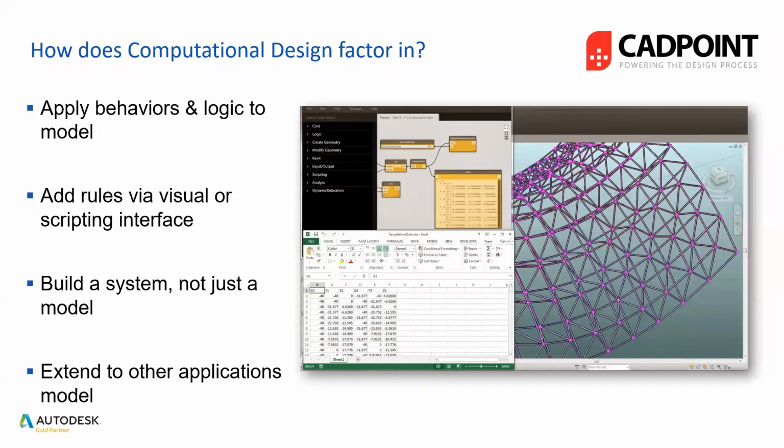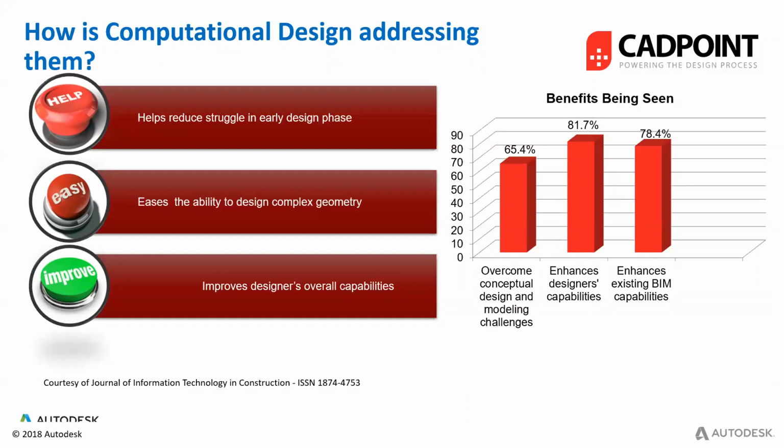So how does computational design address these factors that we've discussed? It does help reduce the struggle at the early design phase. It also eases the ability to design complex geometry, and it improves the designer's overall capabilities. And there we have some figures from the Journal of IT and Construction as well. 65% have overcome design and modeling challenges, and a high 80% say it enhances designers' capabilities. And I can definitely vouch for this. I've used it myself in practice. And it is a fantastic tool, I have to say.